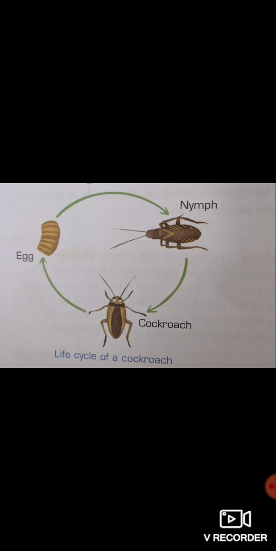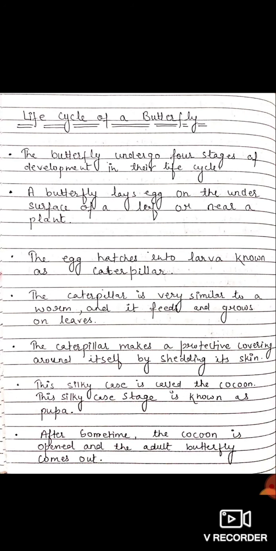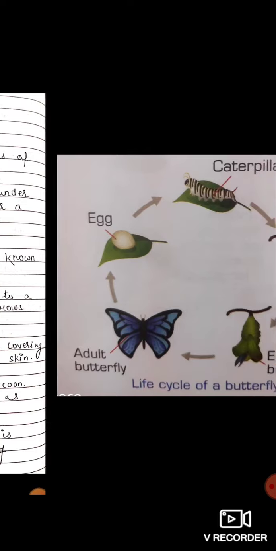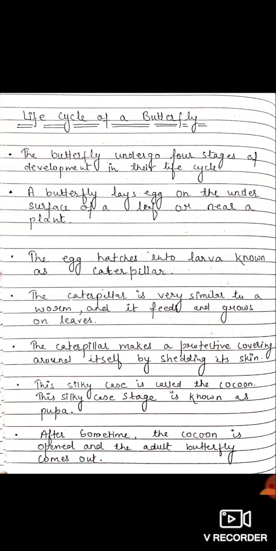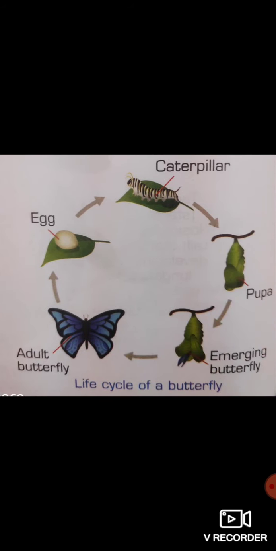Now let's talk about the life cycle of a butterfly. This is how the life cycle of a butterfly looks like. The butterfly undergoes four stages of development in its life cycle, and it all begins when an adult butterfly lays eggs on the undersurface of a leaf or near the plant.